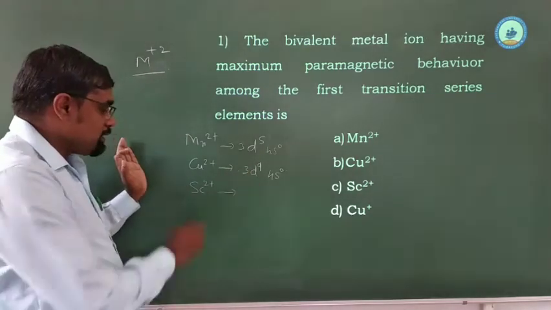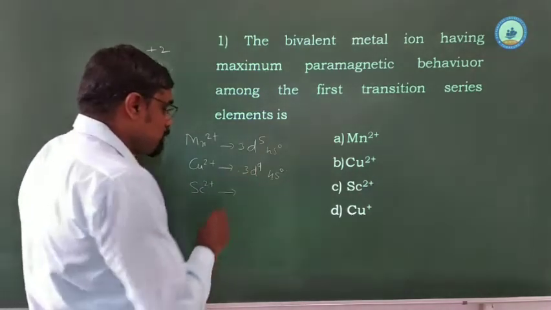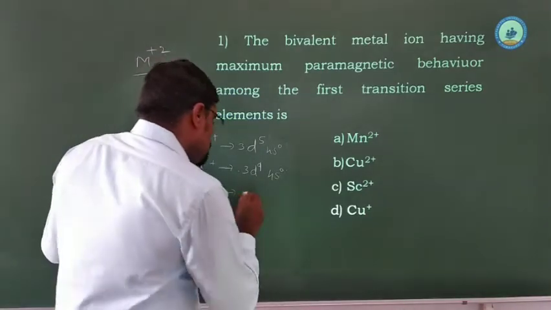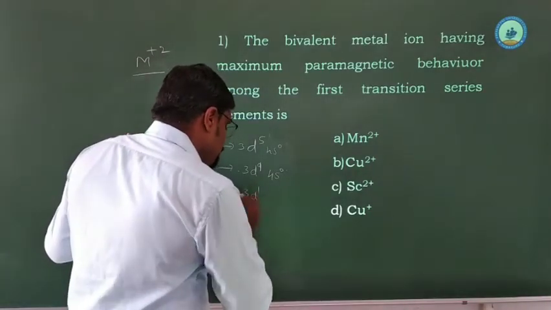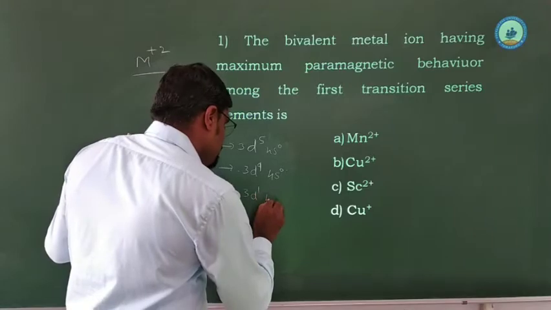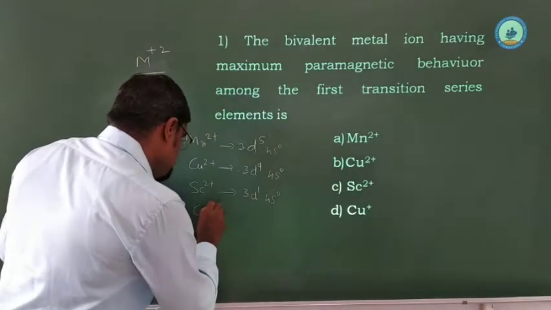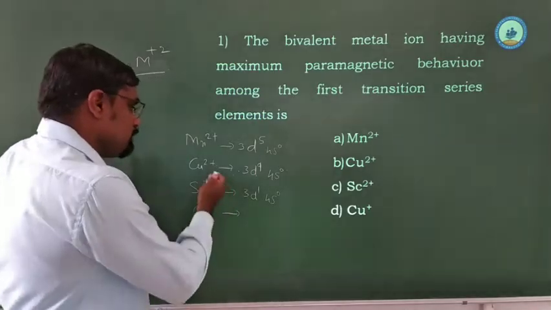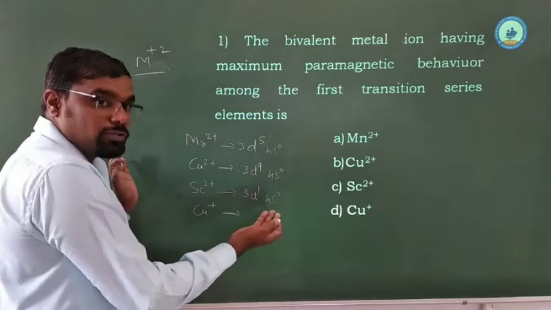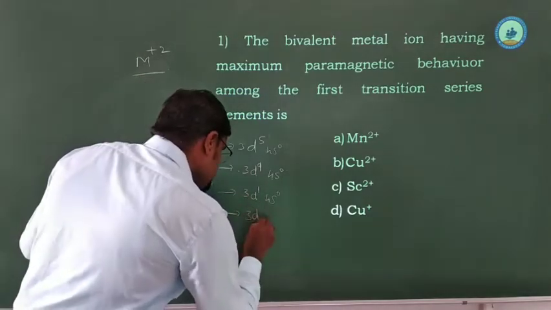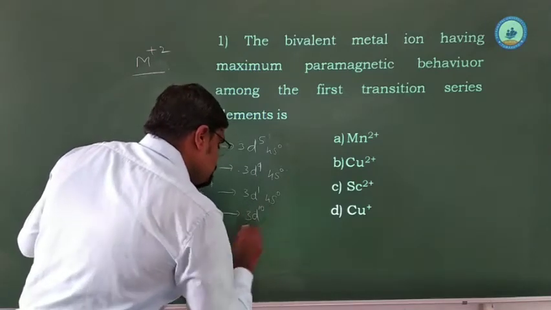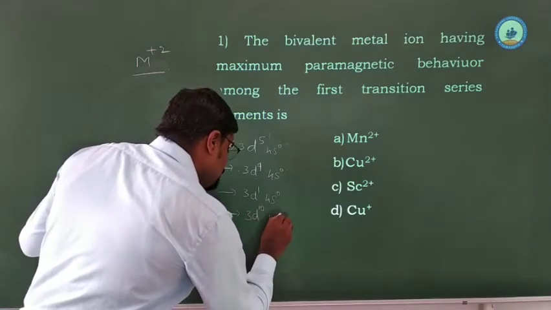In scandium, the atomic number is 21. 2 electrons are removed from the s orbital, so 1 electron is remaining in the d orbital. Okay, and then Cu+, you already know that one. 1 electron has to be removed from the copper, so then we get 3d10 only.